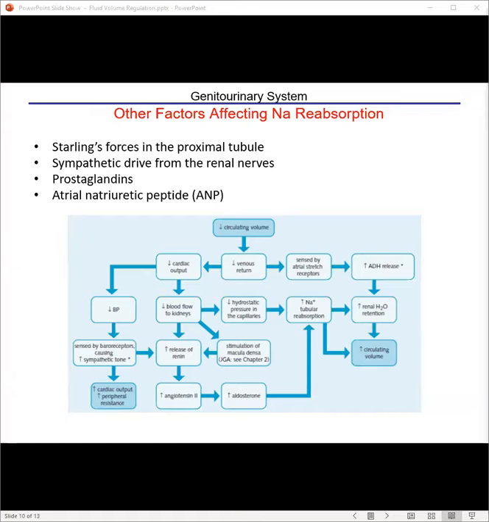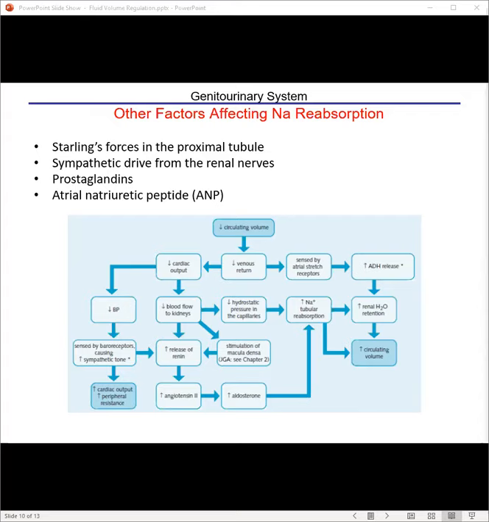Also, your ANP, aside from increasing water and sodium excretion from the body, also vasodilates the afferent arterioles. So therefore, it increases your GFR. So remember, your glomerular filtration rate is dependent on the amount of blood flow that goes into the kidney. And when you vasodilate the arteriole, especially the afferent arteriole, this will increase your GFR.